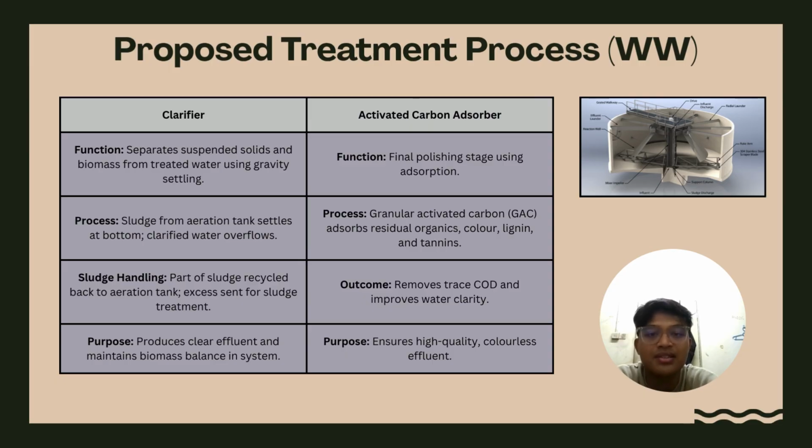Here, suspended biomass and sludge from the aeration tank settle to the bottom due to the high density, while the clarified water overflows from the top. A portion of the settled sludge is recycled back to the aeration tank to maintain microbial activity, while excess sludge is removed for further treatment.